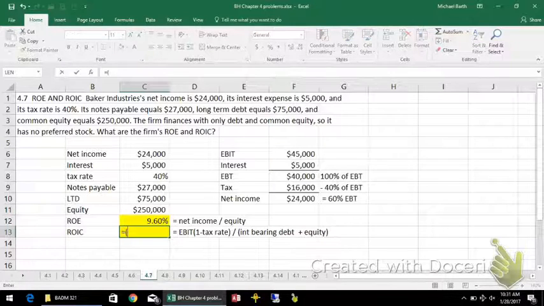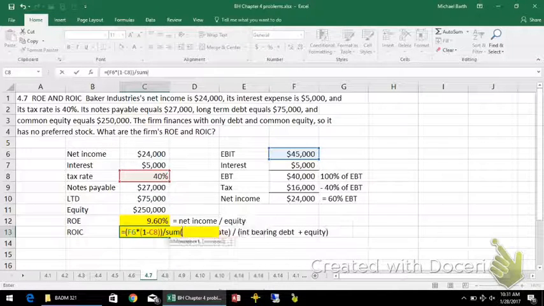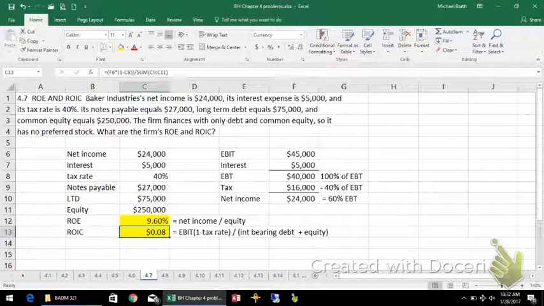So if I take earnings before interest and taxes times 1 minus the tax rate, and then divide that by the invested capital, I get a return on invested capital of 7.67%.